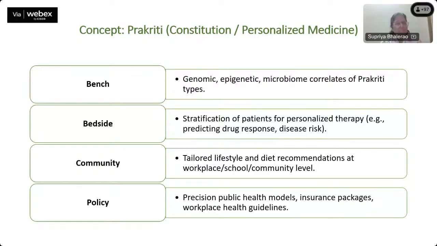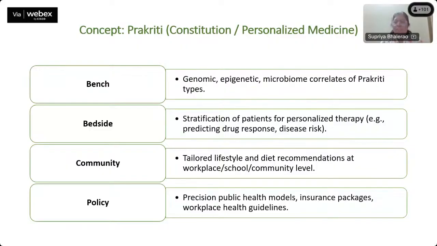Another concept is Prakriti. We all have participated in the Desh Ka Prakriti Abhiyan. So how can we translate this Prakriti? First is bench or lab, where you can develop genomic, epigenetic, and microbiome correlates of Prakriti types. At the bedside, we can stratify patients for personalized therapy, for example, predicting drug response.